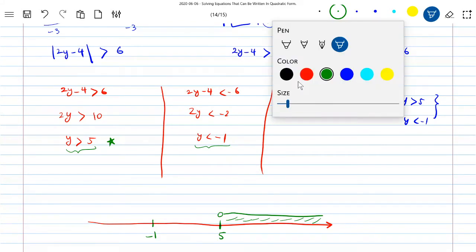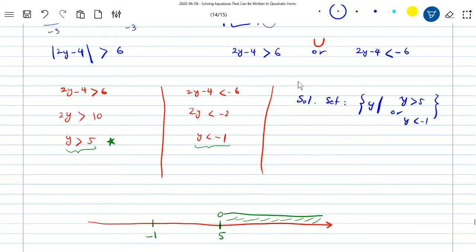And for the other solution, let me use blue maybe. Here, y less than -1. This is -1. Open circle, since -1 is not included, because your inequality has no equal option. It's strictly less than -1.